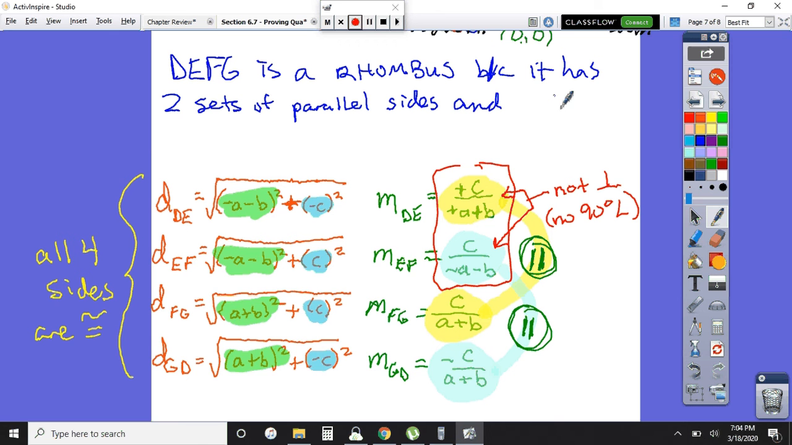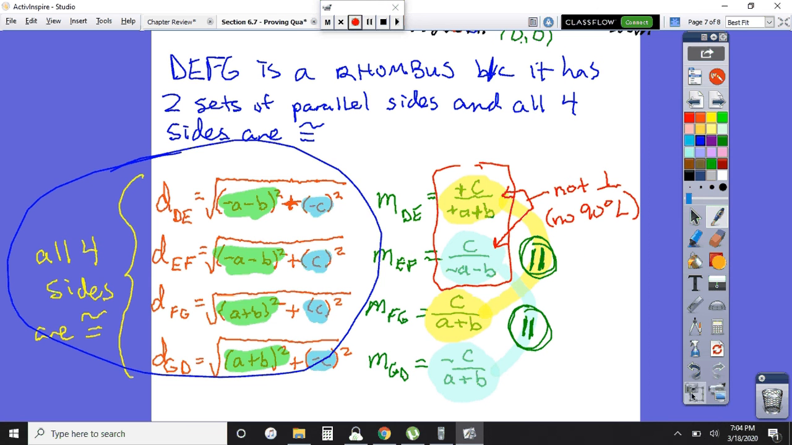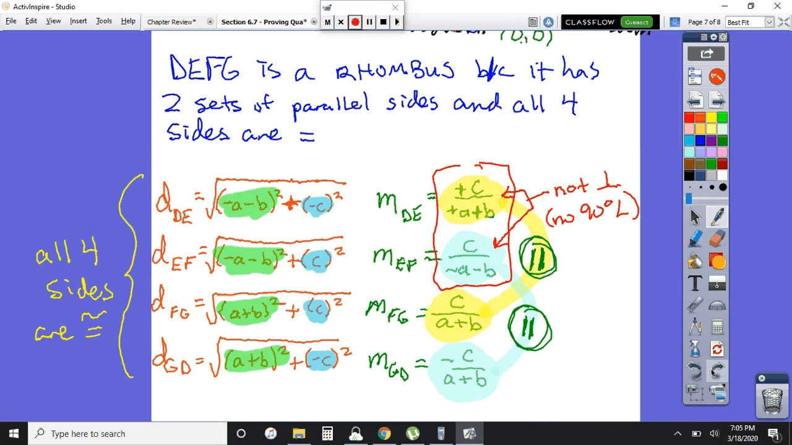And all four sides are congruent. And we have the math right here to support that. But no right angles. So remember, that is disproving that it could be something more than a rhombus, like a square. All right, so there is our proof, complete with work, for why DEFG must be a rhombus.